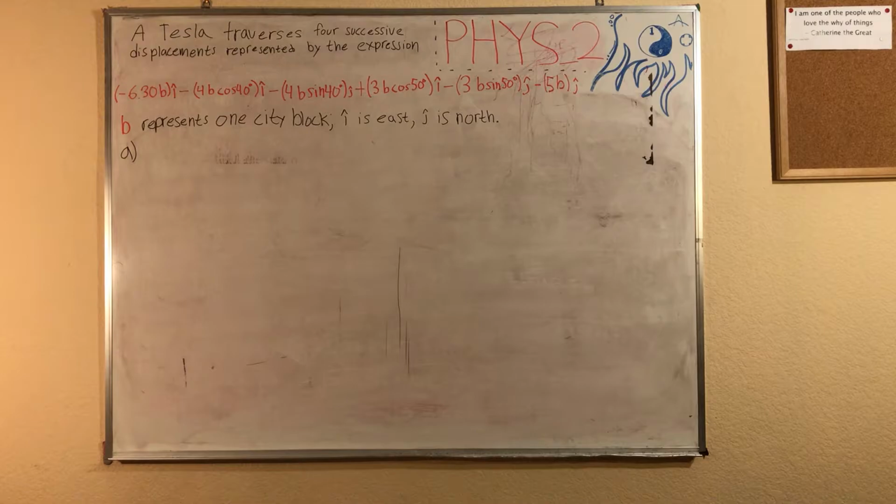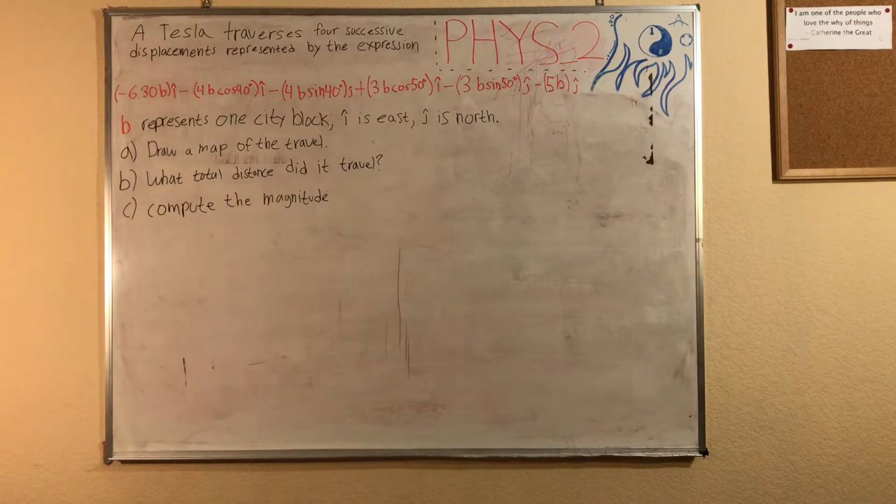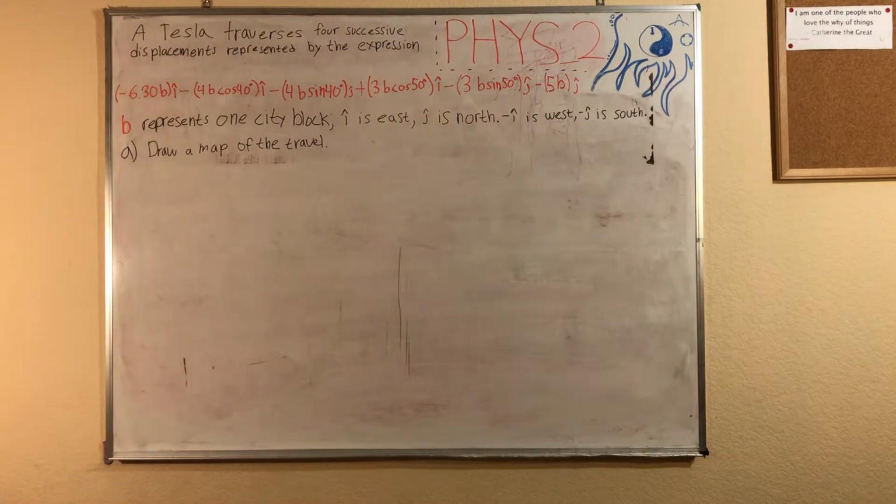Part A, draw a map of the travel. Part B, what total distance did it travel? Part C, compute the magnitude and direction of the total displacement. One last thing to note with our i hat and j hat: if we make them negative, the direction changes, so negative i hat is west and negative j hat is south.